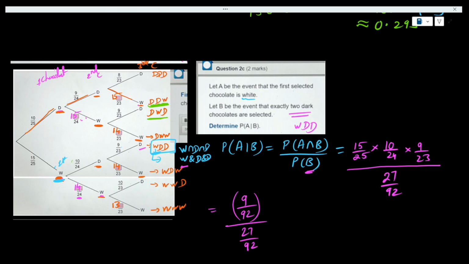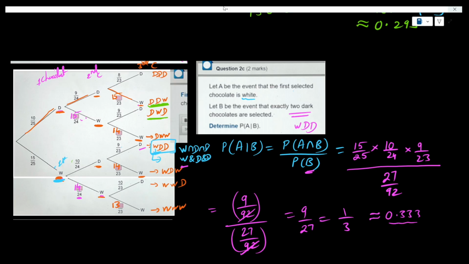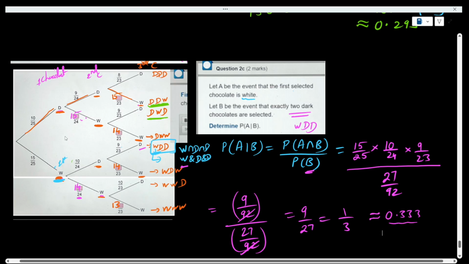If you take the fractional value, your answer is going to be more accurate. So this is going to be 1 by 3, which, in decimal to 3 significant figures, is 0.333.